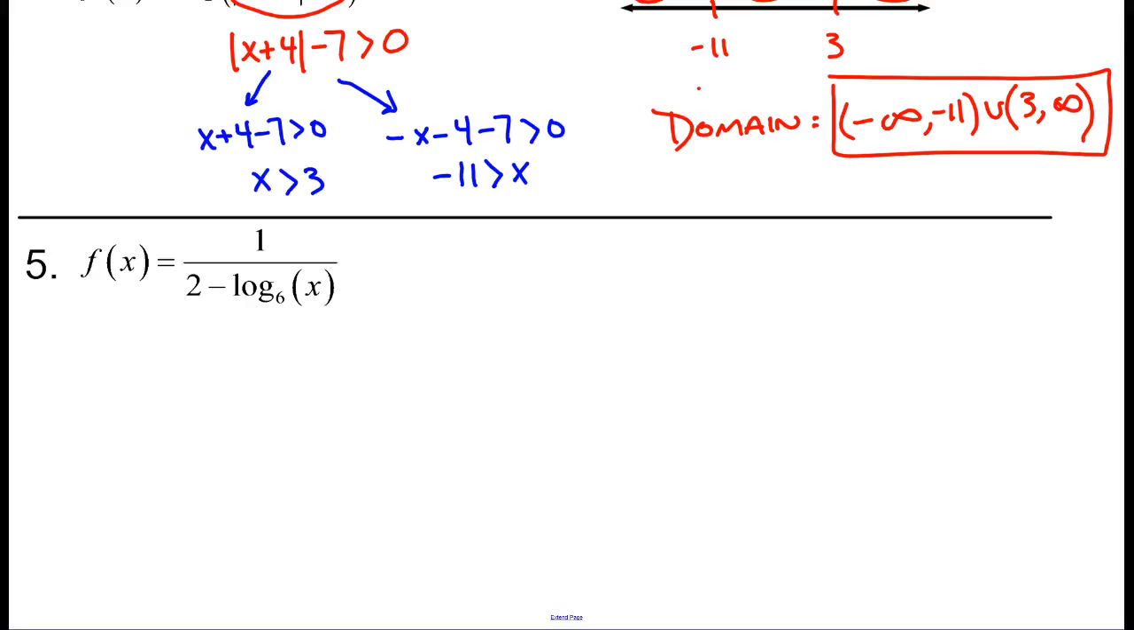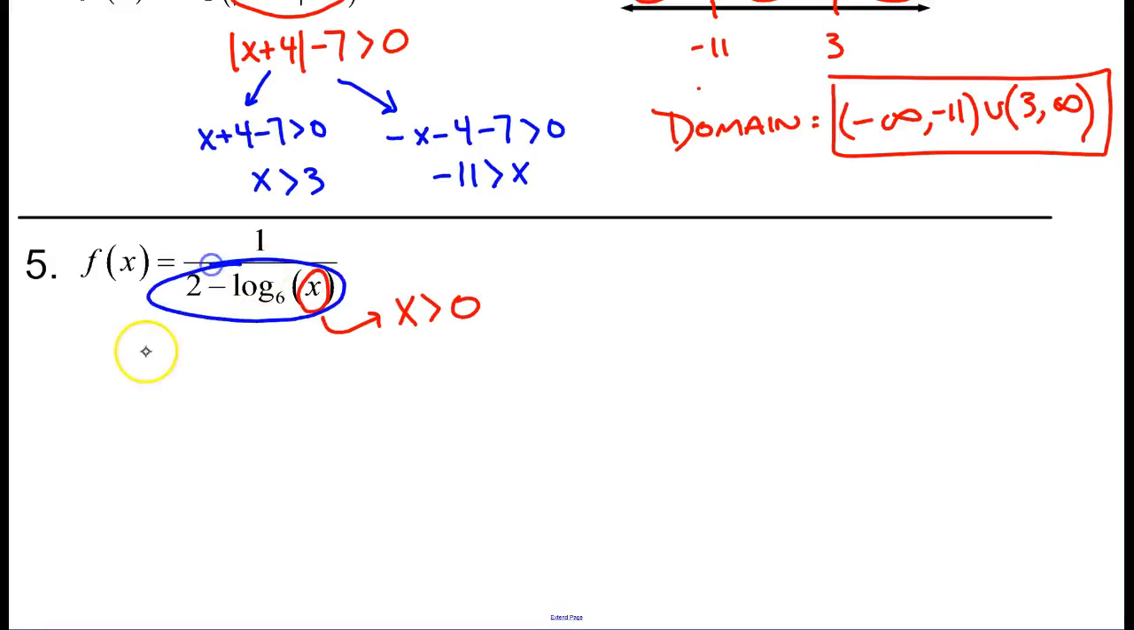Okay, this last example is a little more involved than the other examples we've looked at. We have 1 divided by the quantity 2 minus log base 6 of x. First thing we want to look at is this. x is the input to a logarithm, so x has to be positive. That's one domain restriction we have.